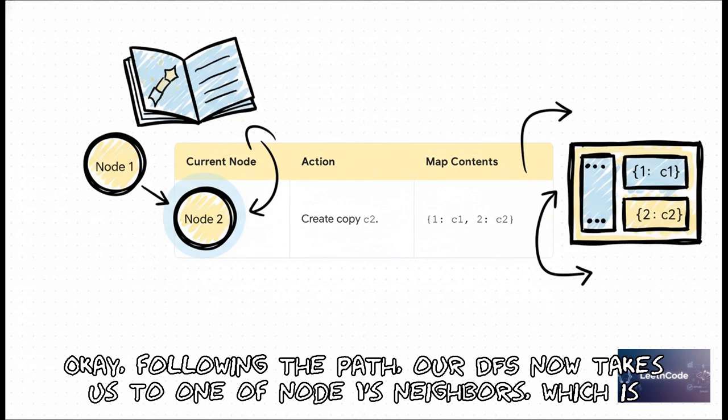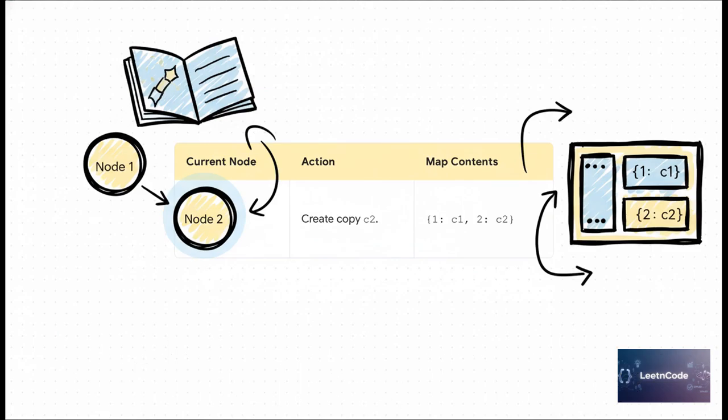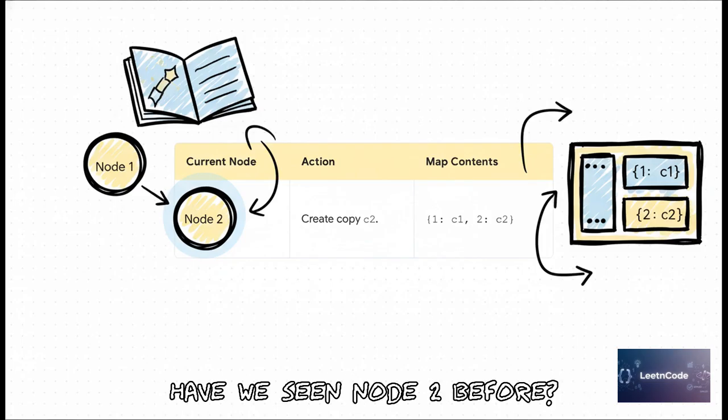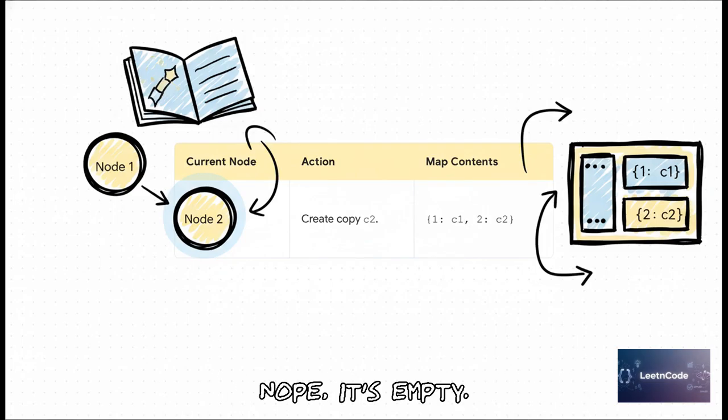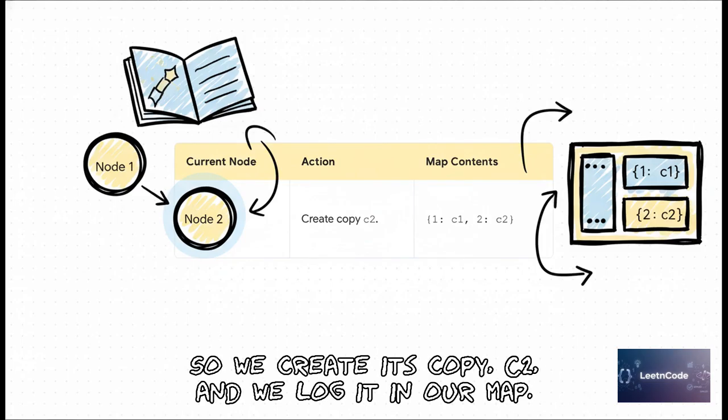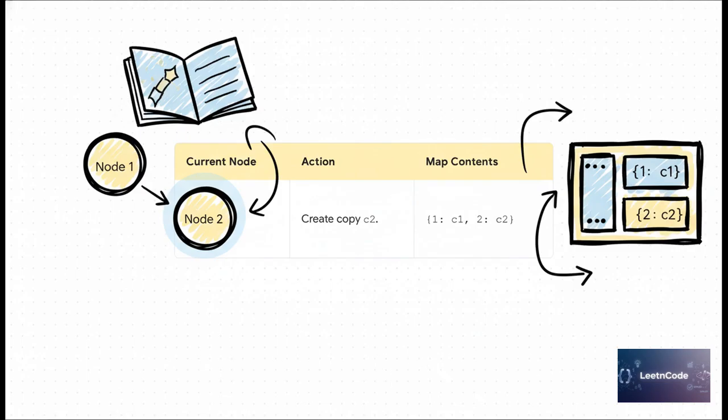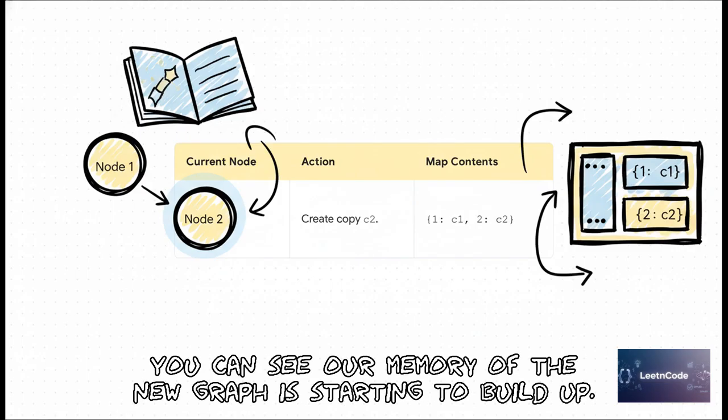Okay, following the path, our DFS now takes us to one of node 1's neighbors, which is node 2. First thing we do, check the map. Have we seen node 2 before? Nope, it's empty. So we create its copy, C2, and we log it in our map. You can see our memory of the new graph is starting to build up.